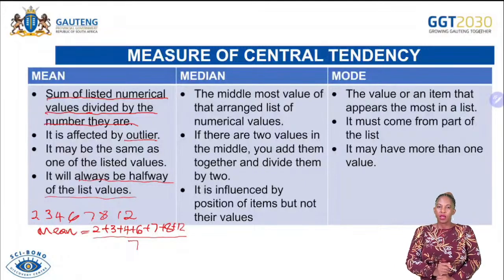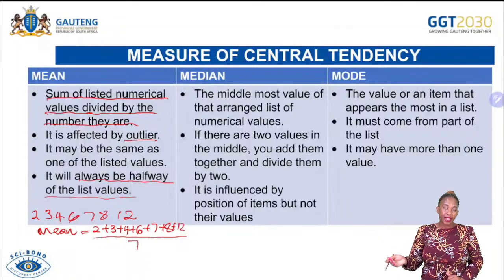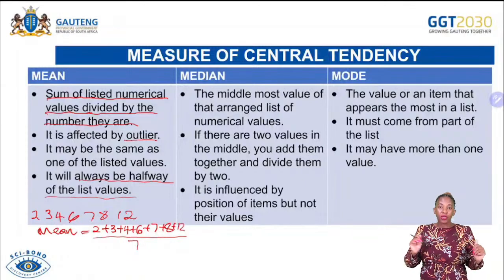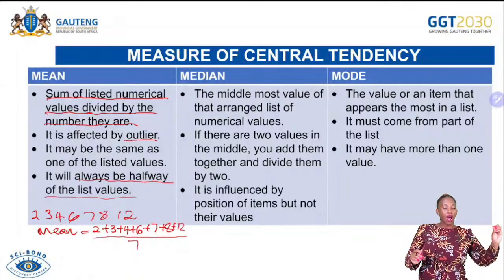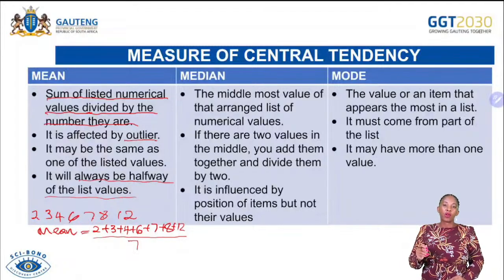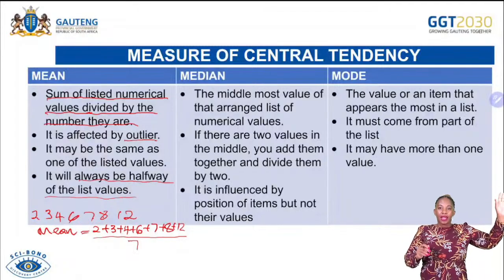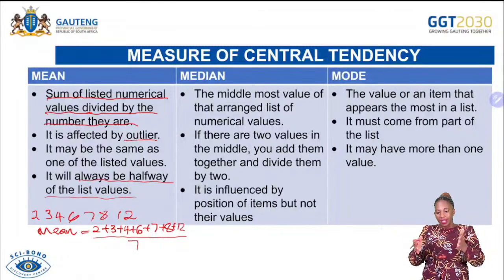What do they mean? Remember what I said to you, from the scholar patrol at the gate to the principal, we are comparing their salaries now. They are different salaries. Now, when we look at those salaries, we look at the outlier. The principal's salary will be an outlier because it will be way high as compared to the rest of the salaries of the staff members.